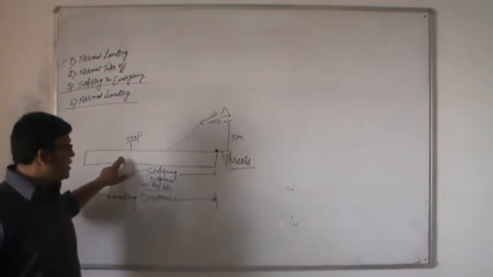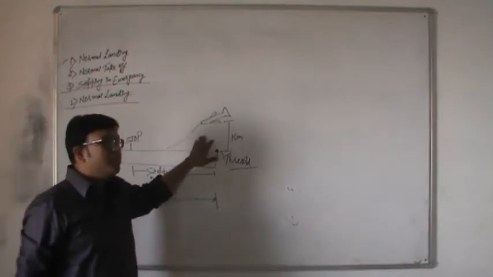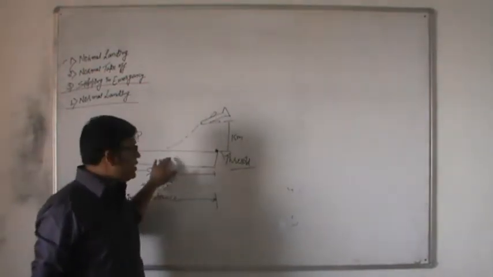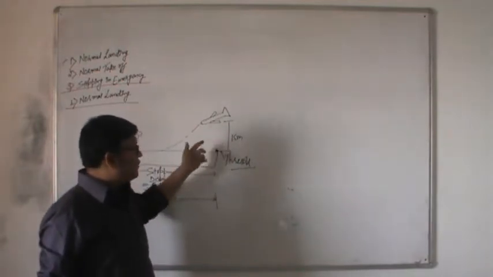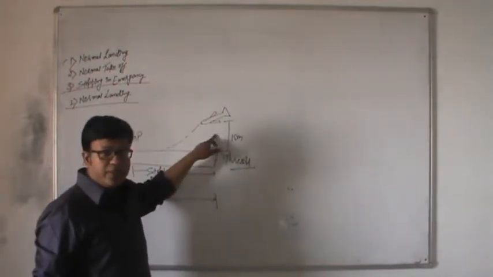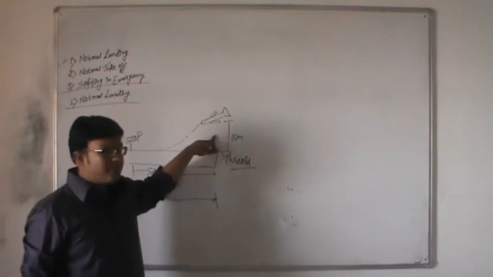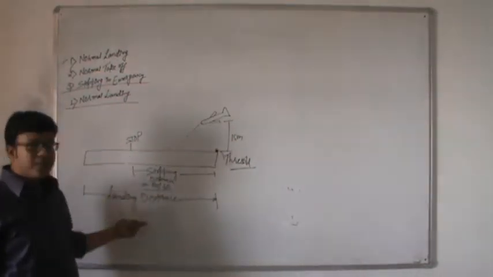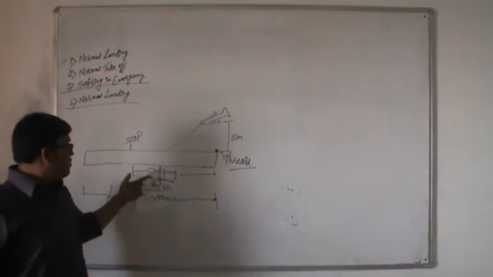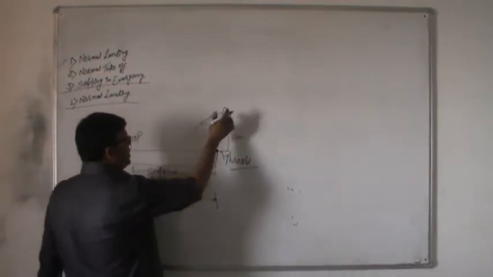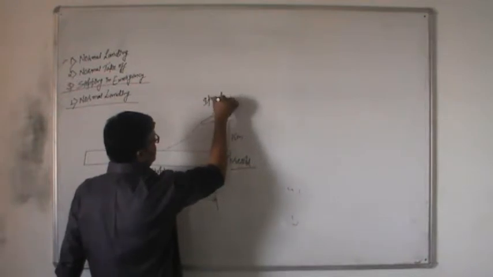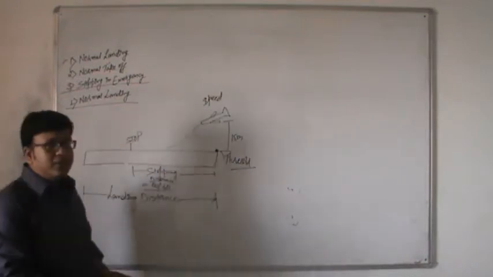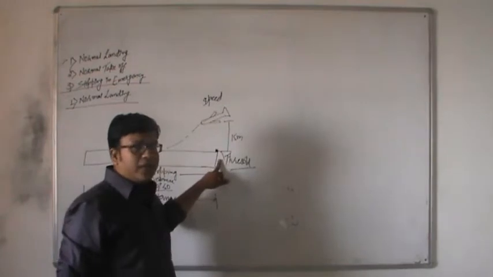What we are trying to say is that if an aircraft is approaching a runway at a height of 15 meters, that means the aircraft crosses the threshold at a height of 15 meters and approaching at a proper speed, then it will come to a stop within 60% of the landing distance. It is traveling at a proper speed and it is at a height of 15 meters, crossing the threshold.